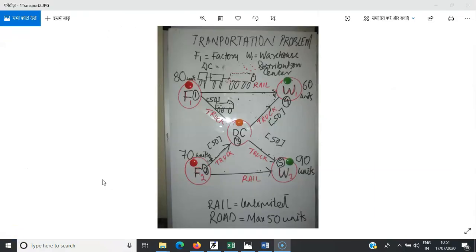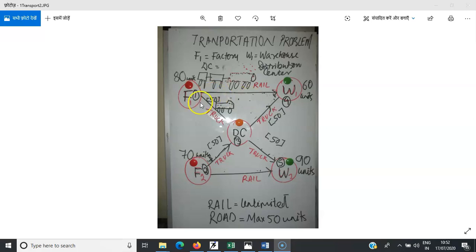This is the network diagram of the whole problem, where the directions are shown. The source factories F1 and F2 are nodal points, W1 and W2 are other nodes, and DC is also a node. So in total there are 5 nodes: 1, 2, 3, 4, and 5. Let us see the different availability of transportation.